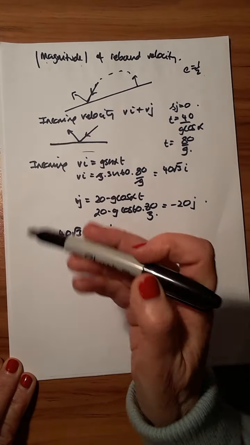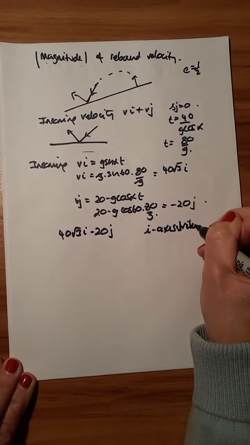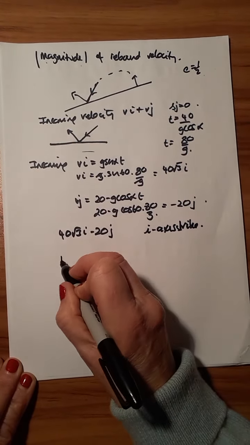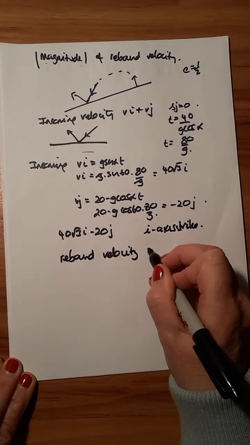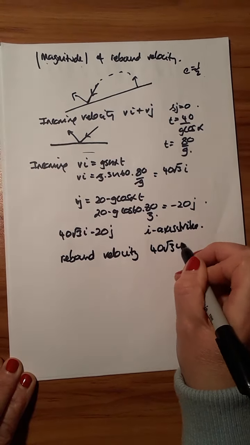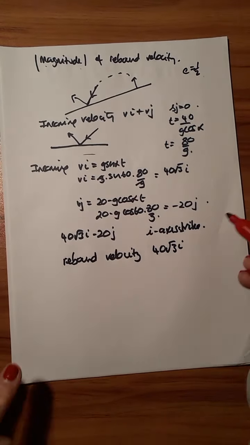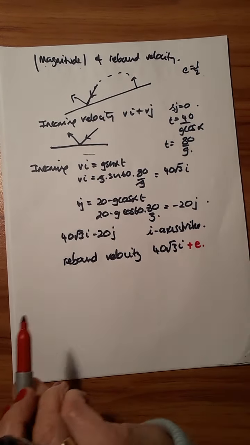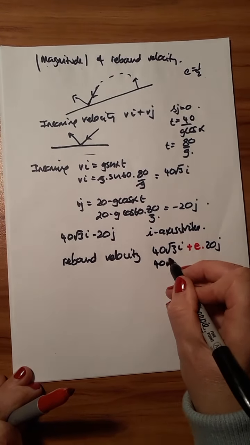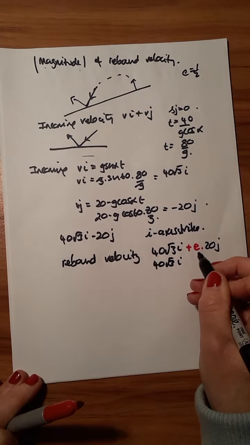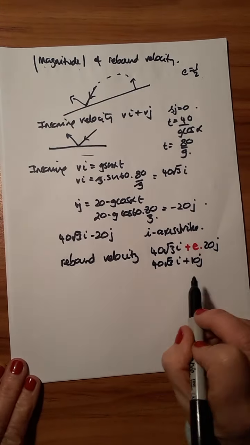So I'm going to say that's an i-axis strike, which means the i component stays the same. So this, my rebound velocity then, will be 40 root 3i. That won't change. Now this will change. I'll change the sign to a plus. I'll multiply it by e, and that will give me my new j component. So this will be 40 root 3i. e, of course, is a half, so that's going to be plus 10j. So I'm nearly there. I have the rebound velocity.